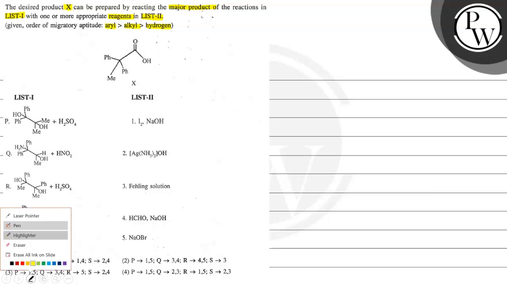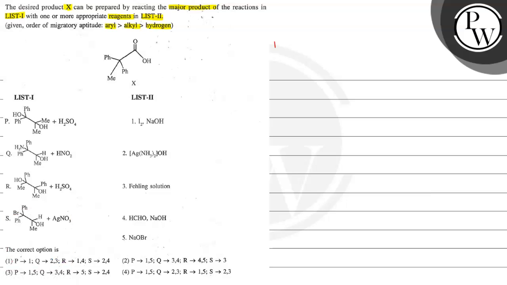Alright, so let us solve this question, and here the key concept is chemical properties of carbonyl compounds. Alright, so let us first solve these reactions. So the first reaction given is a pinacolone rearrangement. So let us talk about P.